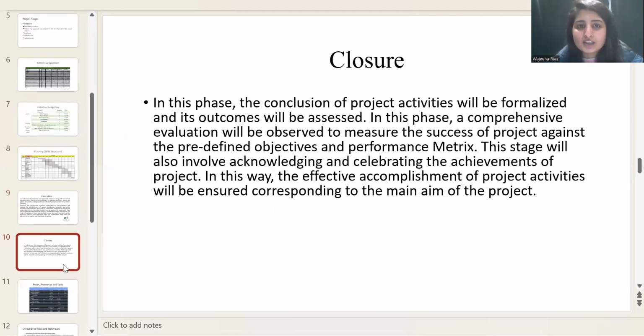In the closure stage, the conclusion of the project activities will be formalized and its outcome will be assessed. In this phase, a comprehensive evaluation will be carried out to measure the success of the project against the predefined objectives and performance metrics. This stage will also involve acknowledging and celebrating the achievements of the project. In this way, the effective accomplishment of project activities will be ensured, corresponding to the main aim of the project.